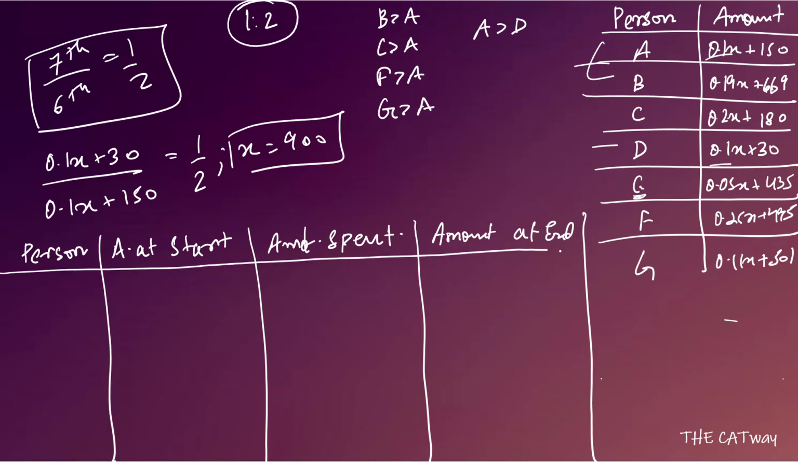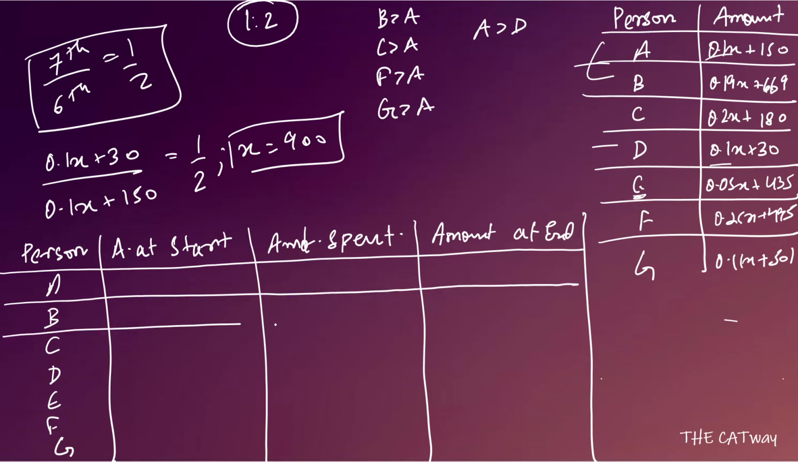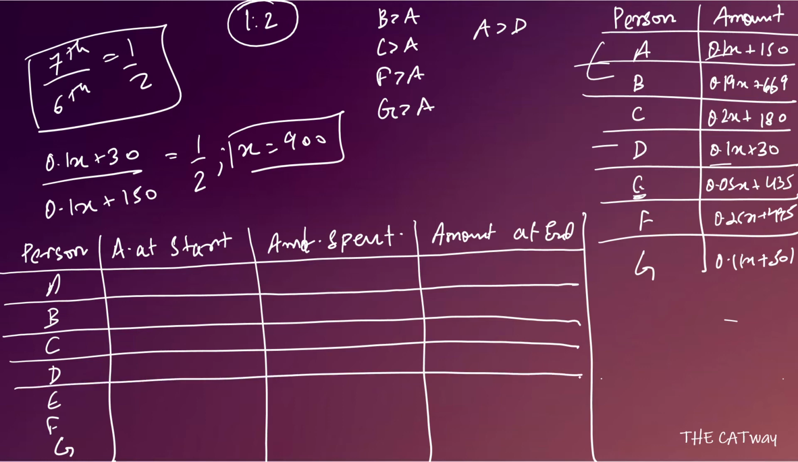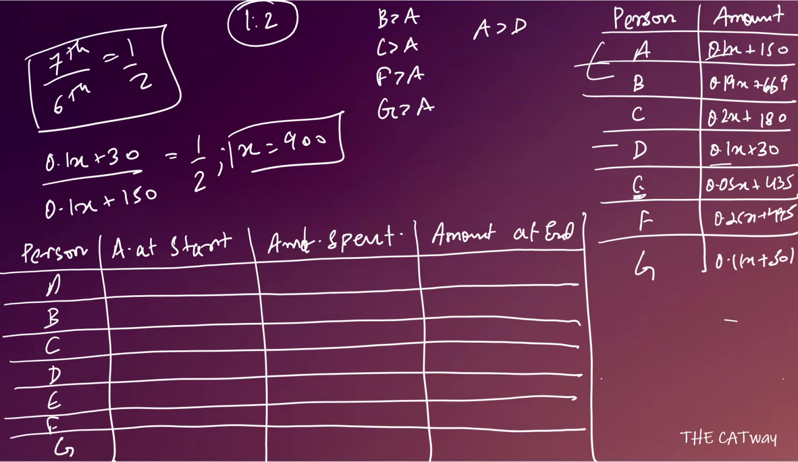So let's make a table. We have A as a person, B as a person, C, D, E, F, and G as a person is what we have. So let us calculate everything for every one of them. So amount with A at the start, we know that x value is 900, and these are the values of initial amount with them.